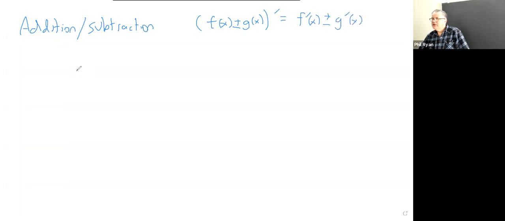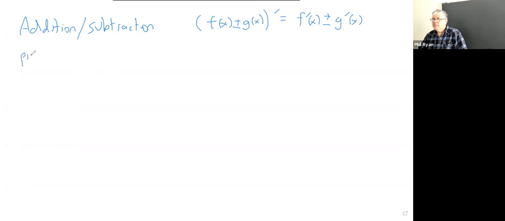Then the second kind of rules we had were, well, how do we take the derivatives of functions that we've put together? So we know addition and subtraction, right? So we know that if we've got f(x) plus or minus g(x), then the derivative of that is just the sum or difference of the derivatives.